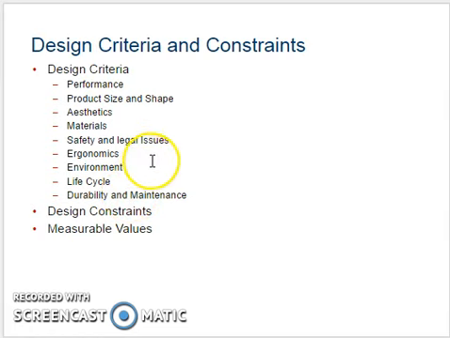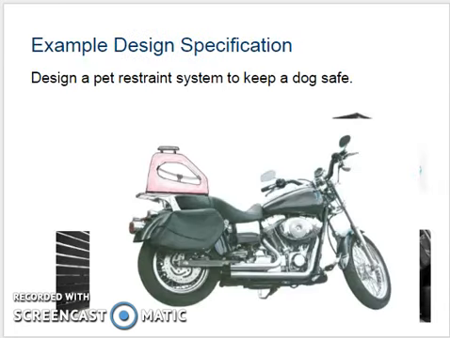And when we are going through and looking at our criteria and constraints with every project we do, we're going to ask ourselves these questions and come up with some kind of criteria or constraint that we want to happen over the next hour, the next 3 weeks, the next 2 months to create what we need there. So the example we could go with is designing a pet restraint system to keep a dog safe. What can you come up with?